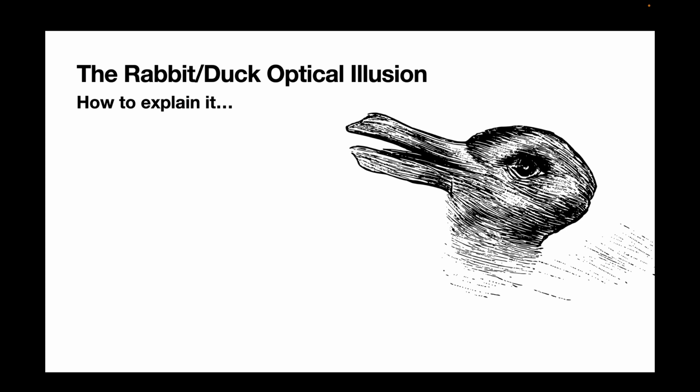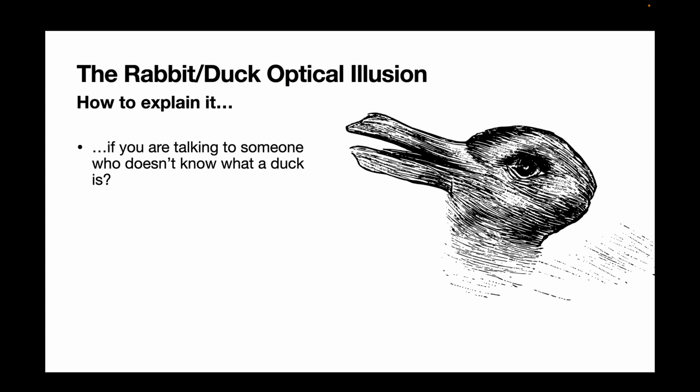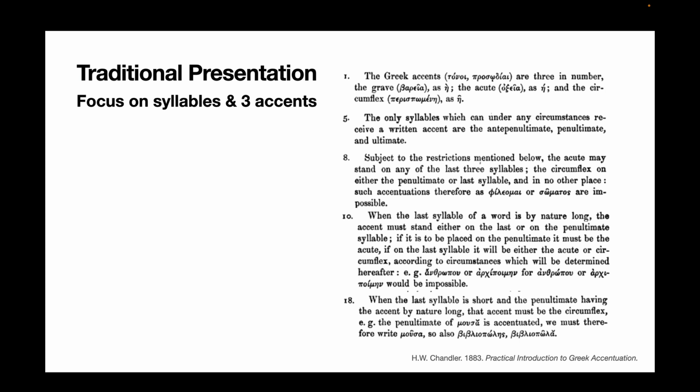But now imagine you're trying to explain how this illusion works, and you're trying to explain it to someone who doesn't know what a duck is. So that's the first challenge. The second challenge is, what if you decide to tie one arm behind your back, so to speak, and decide that you're not going to use the word duck at all? That would be really hard to explain to someone how this works, right? Well, that's what we do with Greek accentuation.